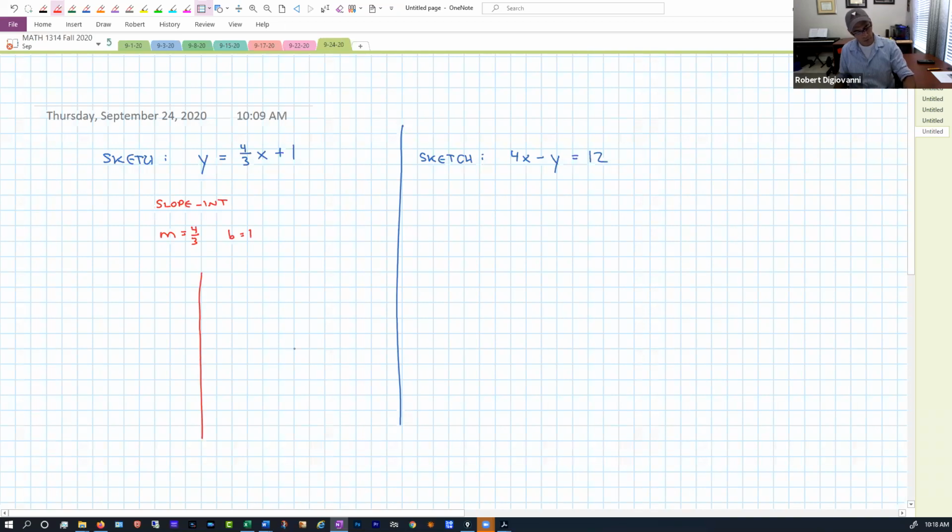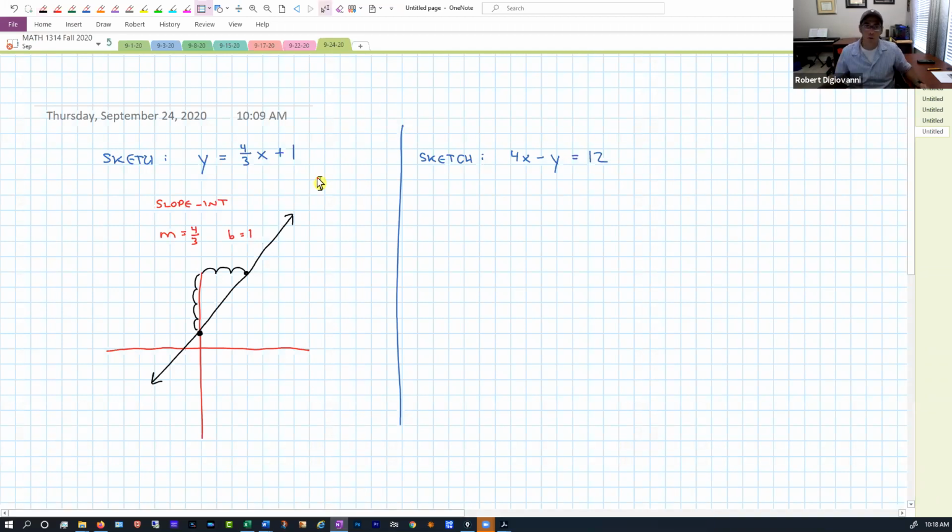So I'm going to go fast here. I go up 1, draw a dot. From there, I rise 4, 1, 2, 3, 4. I run 3, so to the right, 1, 2, 3. I draw a dot, and I'm done. See, that's really fast. If you try and do that with the intercept method, it's going to take you a little bit longer. Now, the other one, you could have solved for y. It wouldn't take a lot to get y by itself there, but you could also do the intercept method.